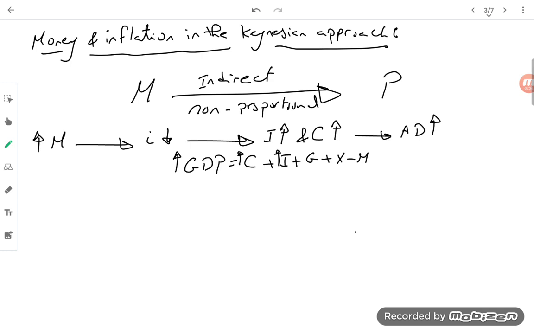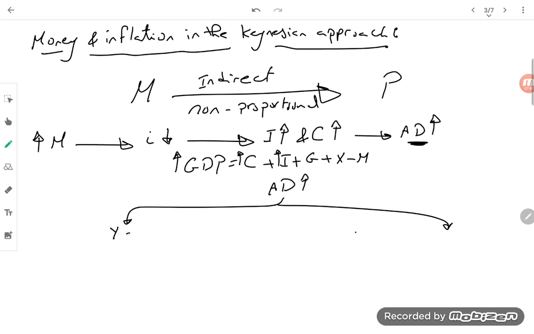But here we have two different situations in order to study the impact on the price. As we said, as a final step, aggregate demand will increase. If the economy is at full employment, which means that Y, which is output, equals Y at full employment level, as a result, prices are going to increase as we cannot increase production, causing inflation.